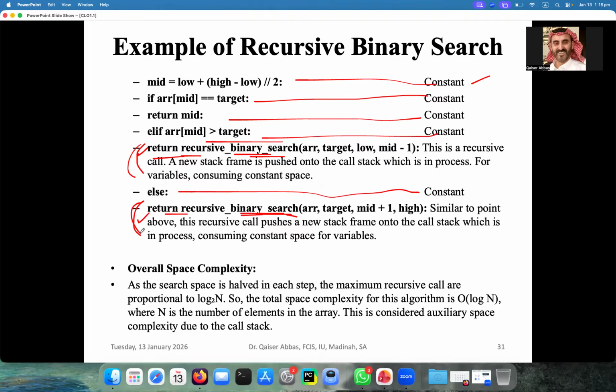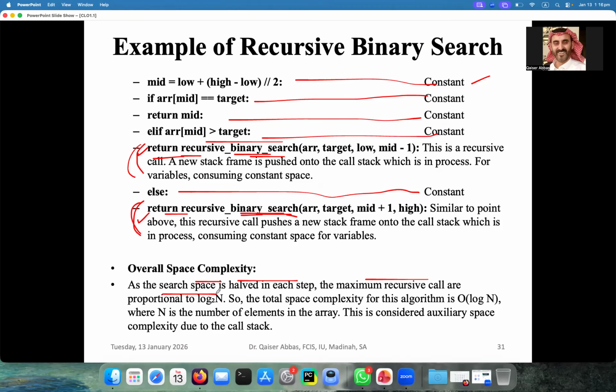So here, what is the auxiliary space complexity for this algorithm? Log n. The reason is mentioned here: search space is halved in each step. Maximum recursive calls are proportional to what? Log n.